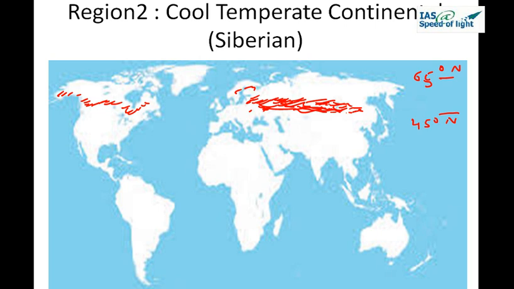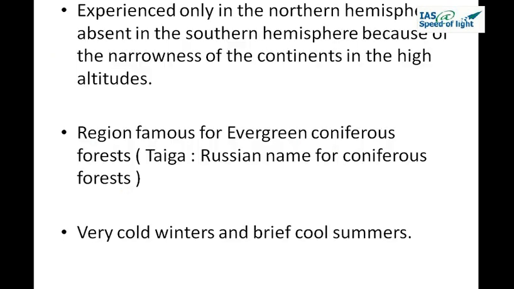So the first thing is the interior of the continents. The immediate conclusion we should derive is that they are going to have an extreme difference, extreme winters. Now it is much higher in altitude, so that would mean very, very cold temperatures in these regions. Let's move ahead now. Experienced only in the northern hemisphere and absent in the southern hemisphere because of the narrowness of the continents in high altitudes. We have already seen that. Famous for evergreen coniferous forest.